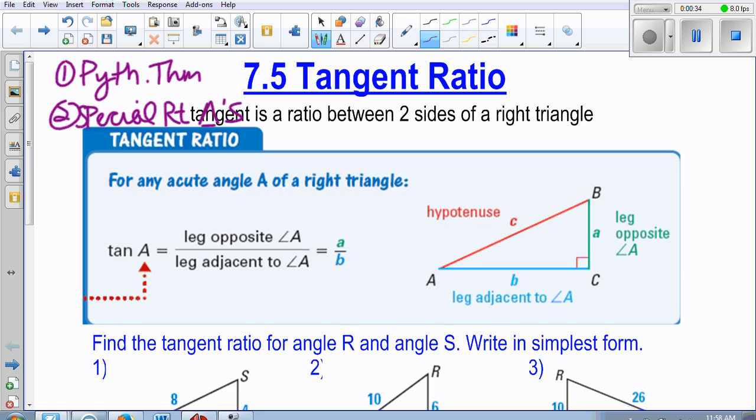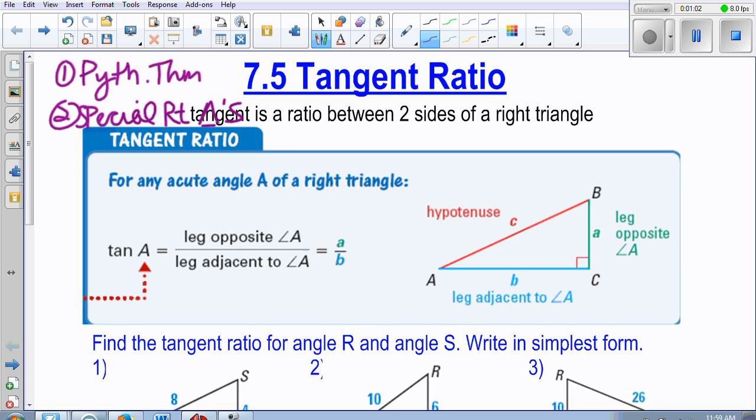Now, each one of those has some issues. Pythagorean theorem only works when you know two of the three sides of the triangle. Special right triangles only works when they are two specific triangles, 45, 45, 90 or 30, 60, 90. So what we learn then is there's actually a third way to find missing lengths of a right triangle, and it can be used in any case. And that third way is called trig ratios.